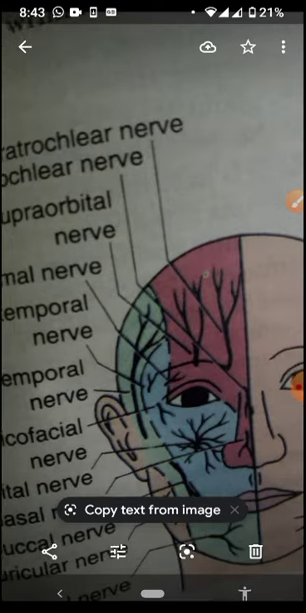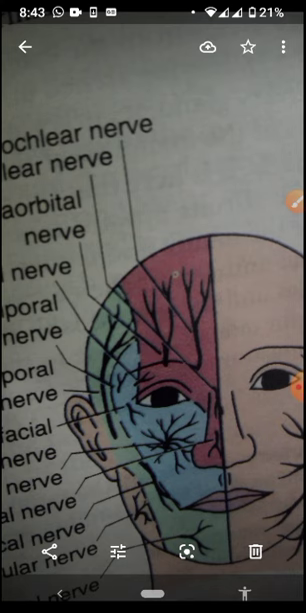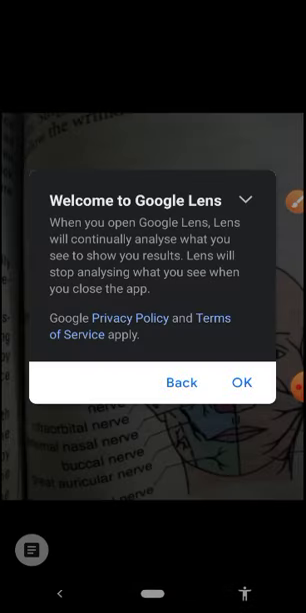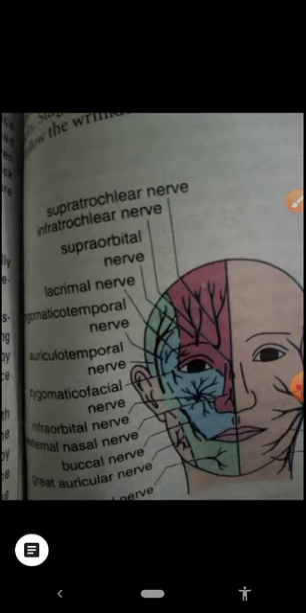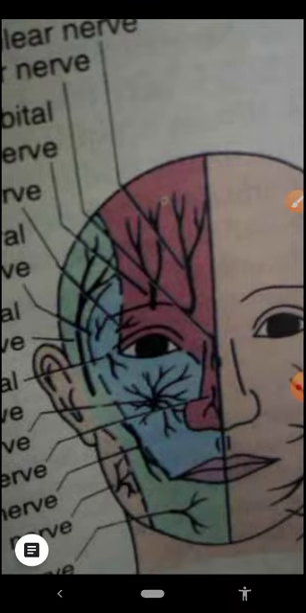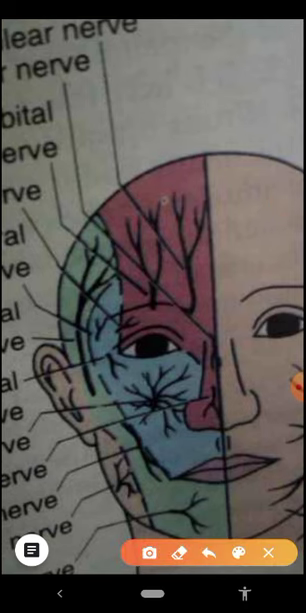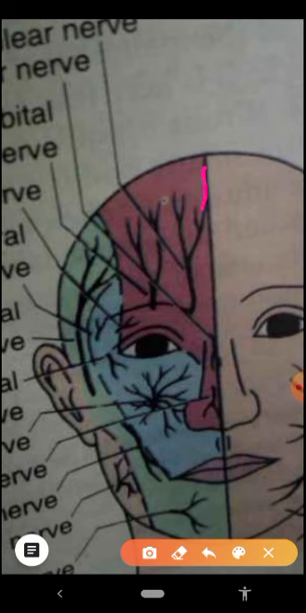Today we are going to study this picture in front of you. We are going to study the sensory supply of the face, the trigeminal nerve. The trigeminal nerve is supplying the sensory to the face.